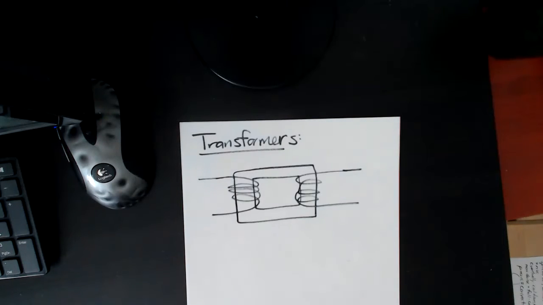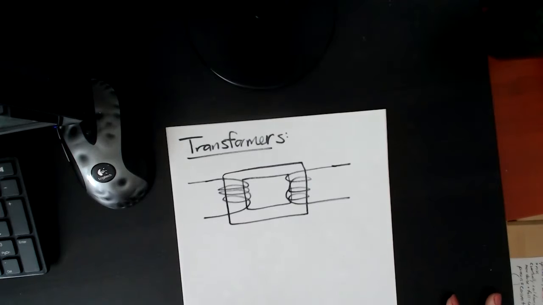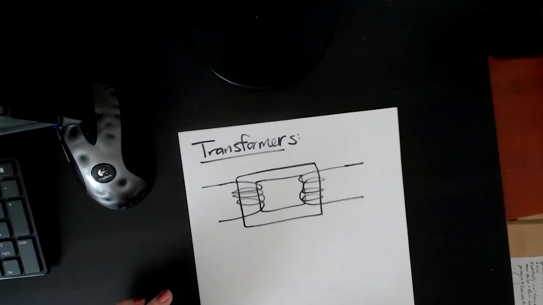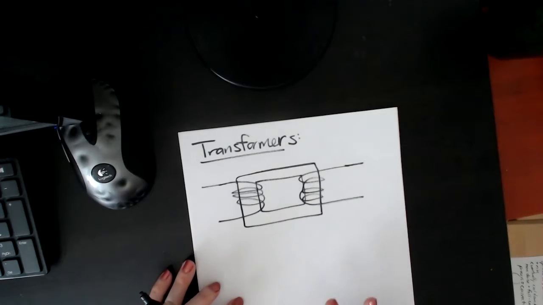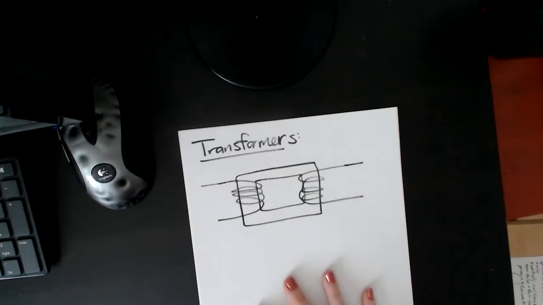Also within the electromagnetic section or chapter is transformers. Several of you asked me to do this, so this is my attempt at drawing a transformer. Transformers are basically ways of changing the voltage within a circuit. There are two types, which we call step up and step down transformers, but they all work the same way.